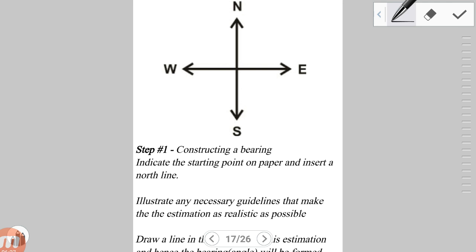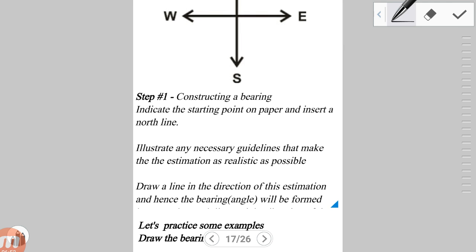then once it's been suggested that the object is going to be moving, you have to establish a north line. Now, if the object makes one movement and then it stops, and then makes another movement, then on the second movement you also have to establish a north line again. Now, illustrate any necessary guidelines that may be used in the estimation to make it as realistic as possible.